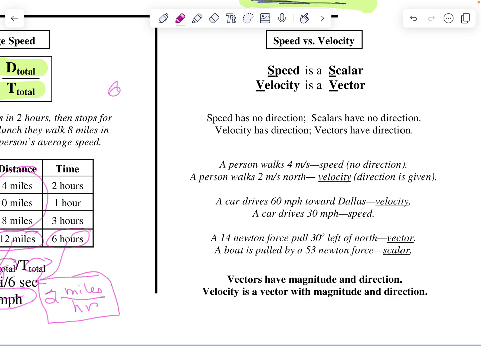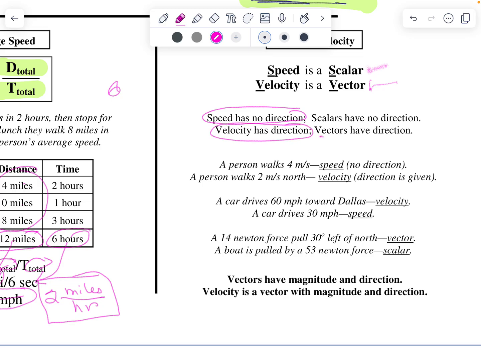Now, we haven't spent much time talking about this, but speed is a scalar quantity. Velocity is a vector quantity. What does that even mean? A scalar has no direction, and a velocity has a direction. Vectors have direction, scalars have no direction. So these are important factoids right here. Scalars have no direction, vectors have direction.